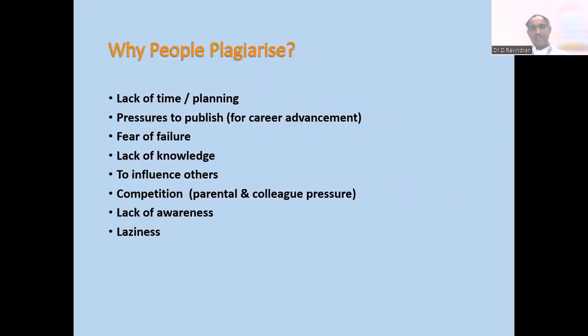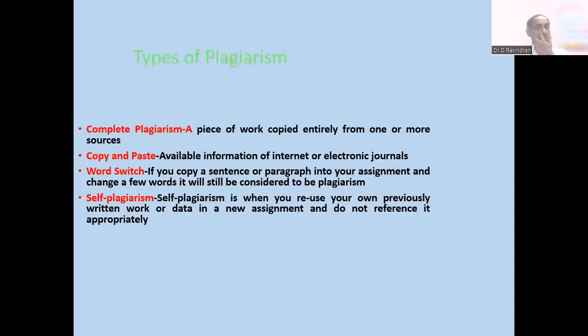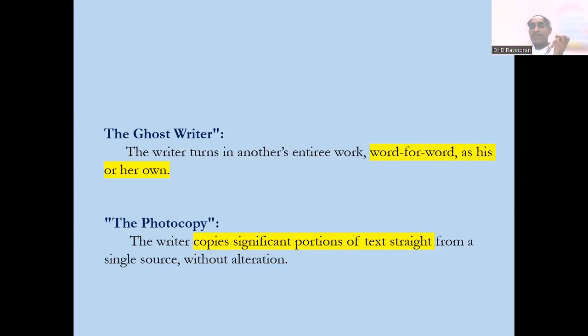Okay, so mostly it is less than 10%. And these are the reasons why people plagiarize their article or thesis. Obviously, as academic people, we won't do this. We have to avoid this. There are different types of plagiarism: self-plagiarism, word switch, copy-paste, and complete plagiarism. There are some keywords also there.